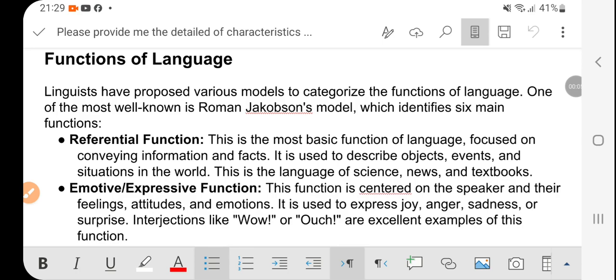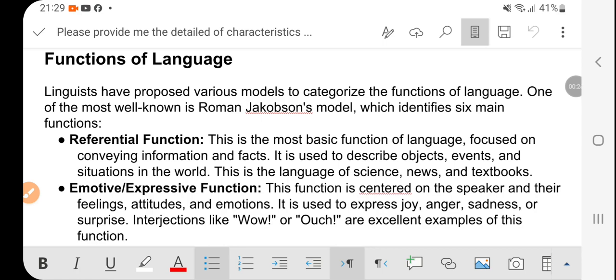Good evening. We have discussed characteristics of language. Now we will discuss functions of language. So, what are the functions of language? Linguists have proposed various models to categorize the functions of language, right?